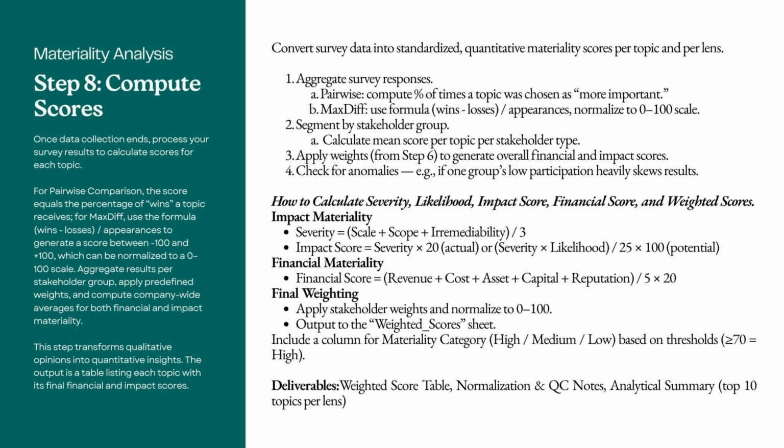These outputs are stored in the weighted scores dataset. A materiality category is then assigned to each topic, typically classified as high, medium, or low based on predefined thresholds, such as scores above 70 being considered high. The deliverables from this step include a weighted score table, normalization and quality control notes, and an analytical summary highlighting the top material topics for each lens.